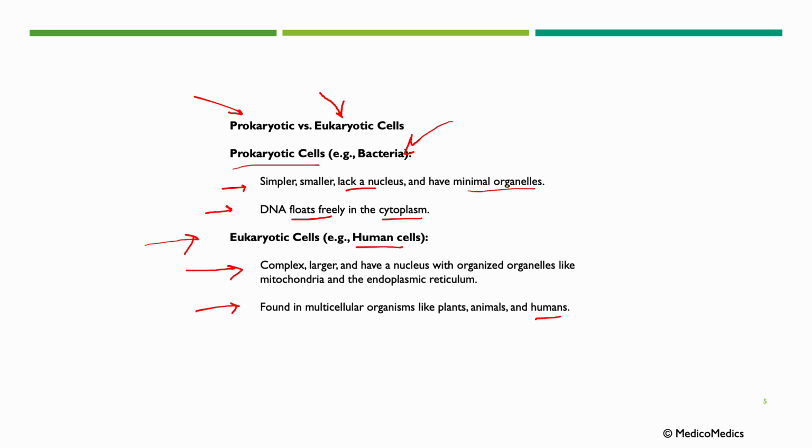Now you can immediately notice some key differences here. Prokaryotic are smaller, eukaryotic are larger. When we talk about bacteria or prokaryotic cells, they lack a nucleus, while eukaryotic cells have a nucleus. Where one has minimal organelles, the other one has organized organelles, including, for example, mitochondria.